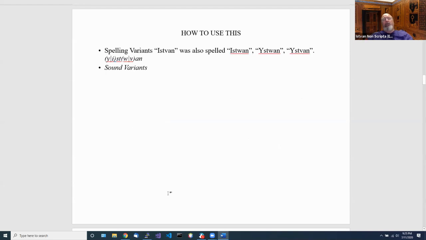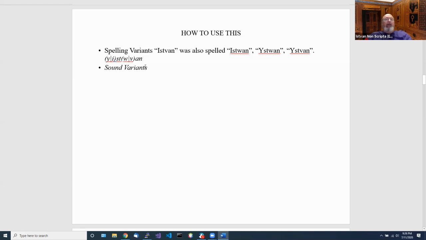So how do we use this? One way to use this is for spelling variants. My name is Istvan. In period, it was also spelled with a W instead of a V and a Y instead of an I. So you could code this as give me either Y or I, followed by ST, followed by either W or V, followed by AN.